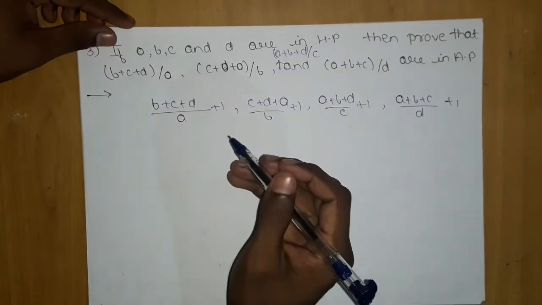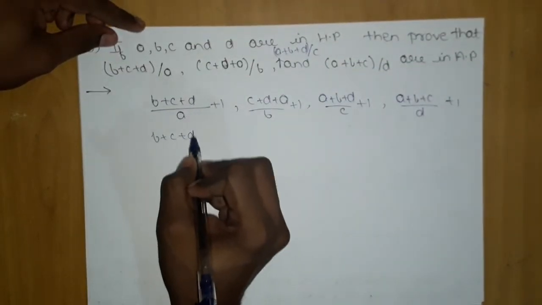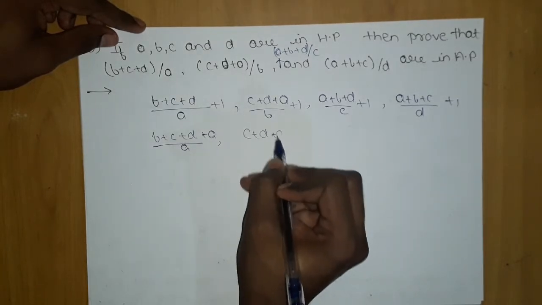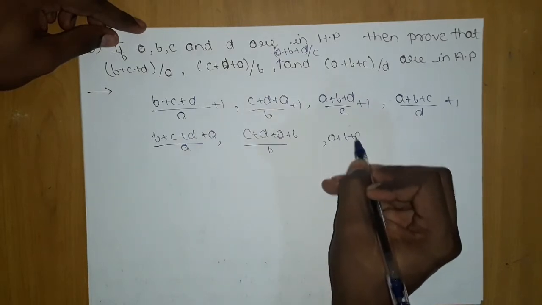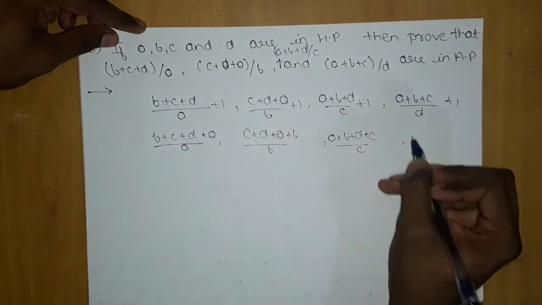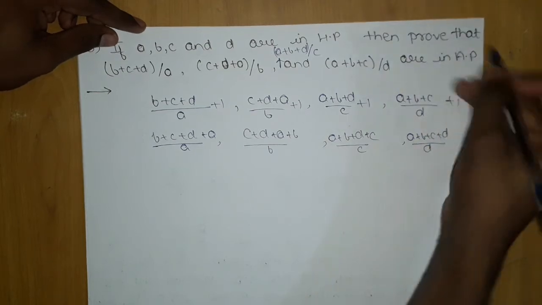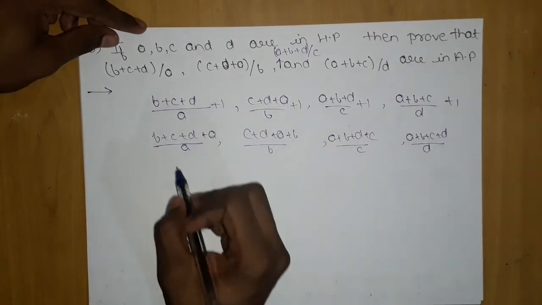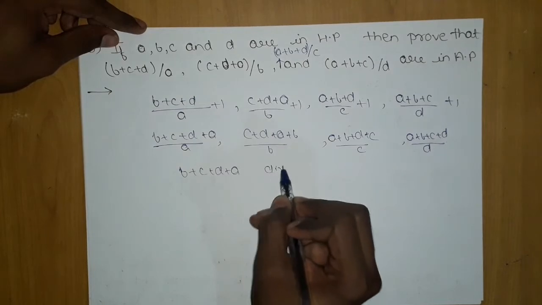So what we can do: (b plus c plus d plus a) upon a, (c plus d plus a plus b) upon b, (a plus b plus d plus c) upon c, (a plus b plus c plus d) upon d. Because in AP we can start and get to HP, that is easier. Now divide throughout by this b plus c plus d plus a, divide throughout.